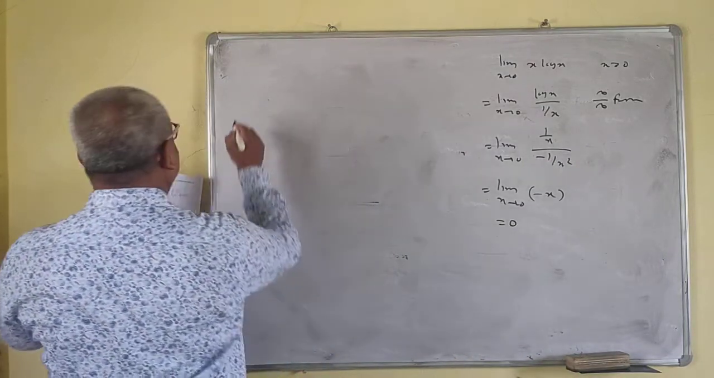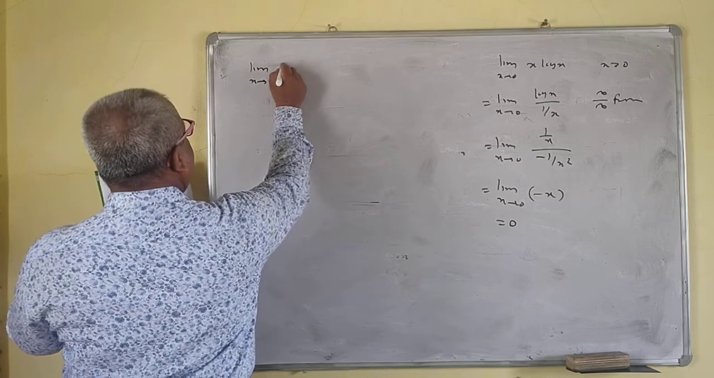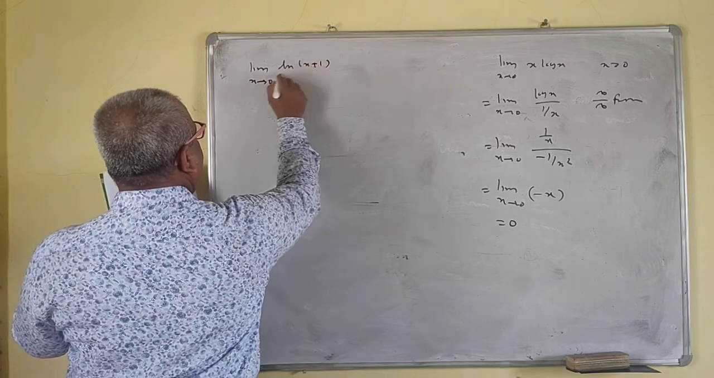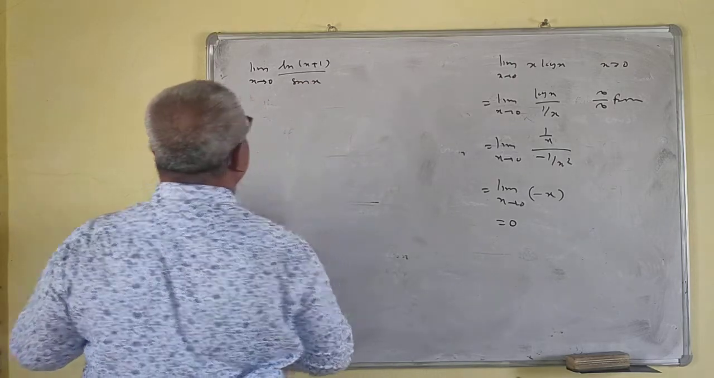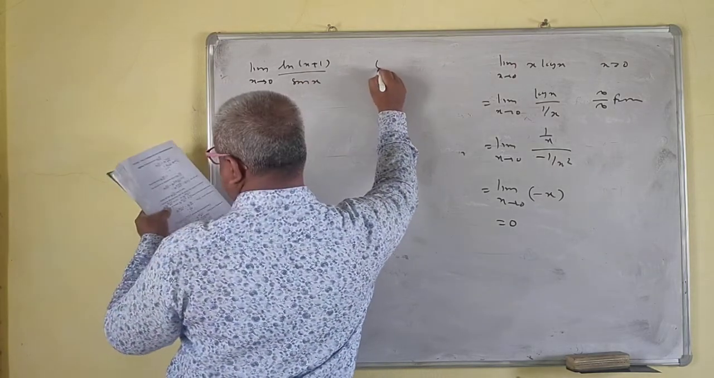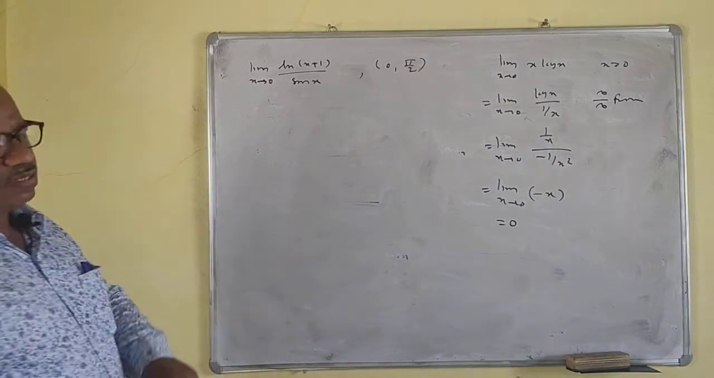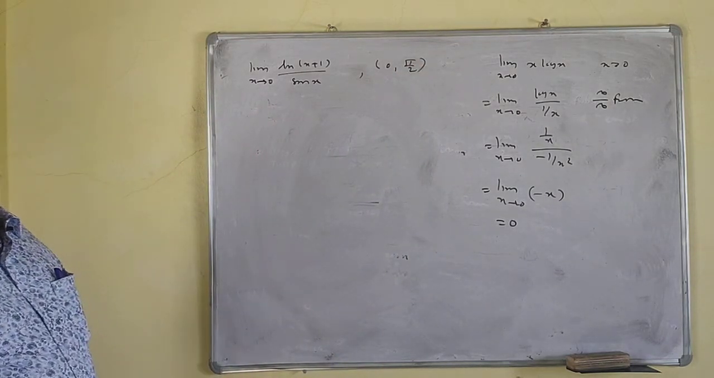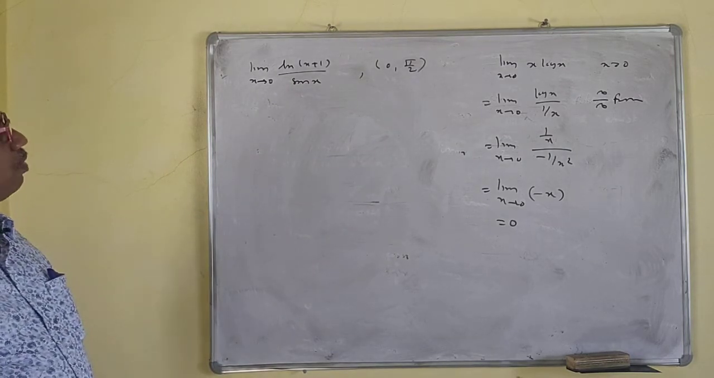Limit x tends to 0, ln x plus 1 upon sin x. Okay. So this x is given to you. This is your limit, x in 0 to pi by 2 is given. No problem for this one, because there is a log, so therefore the domain is defined here. So it is the open interval 0 to pi by 2.